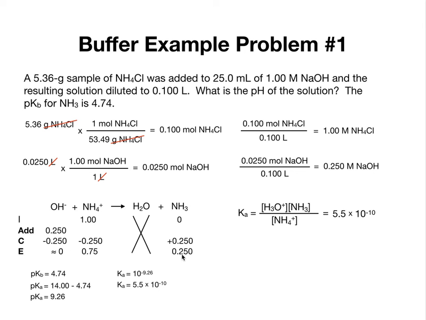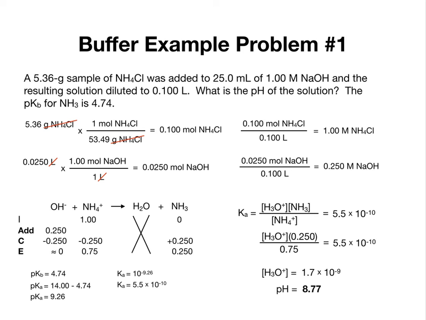Now we simply substitute these values into our Ka expression. We solve for the hydronium ion concentration. We want the pH, right? So we take the negative log of both sides. We get a pH of 8.77. So class, this is an example of a buffer solution.